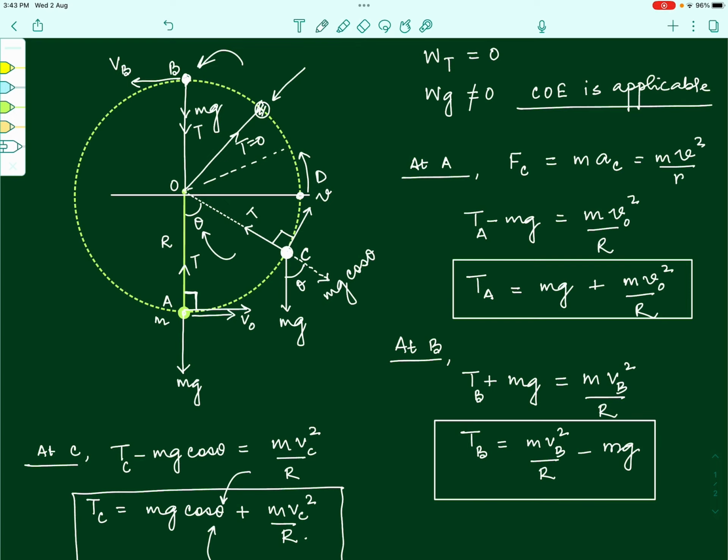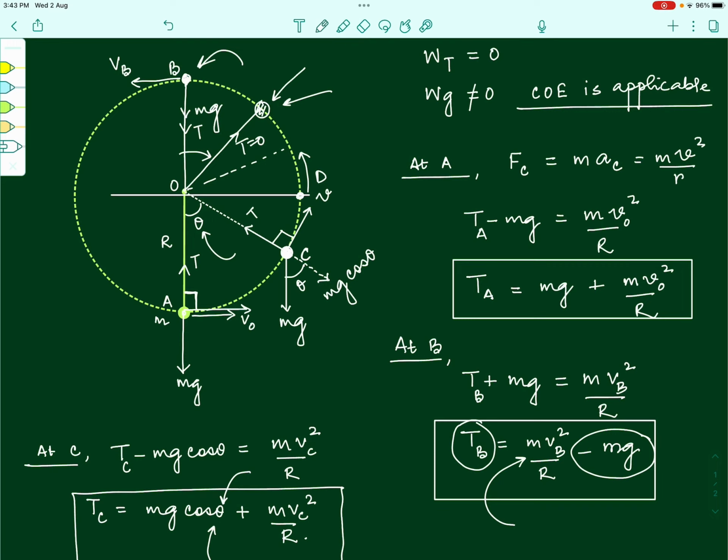So we understand that if we put Vb equal to 0 here, tension is coming out to be negative. Negative tension is not a possibility, because before negative tension comes in, the tension would have become 0 and the bob would have fallen down from the circular path. That would have happened even before the point B, somewhere over here.